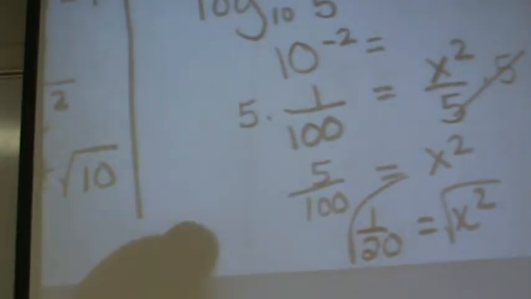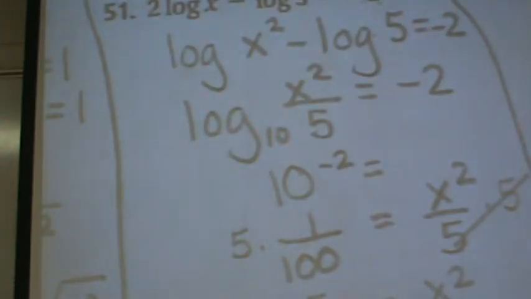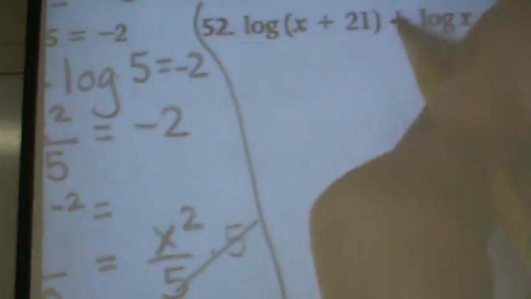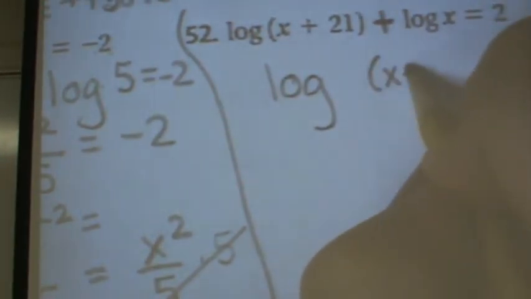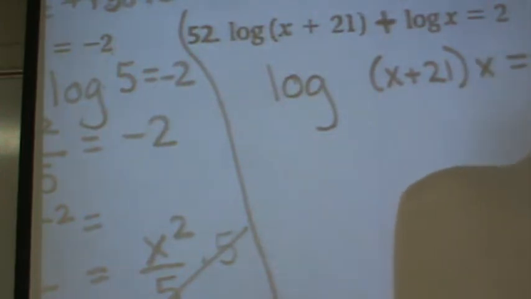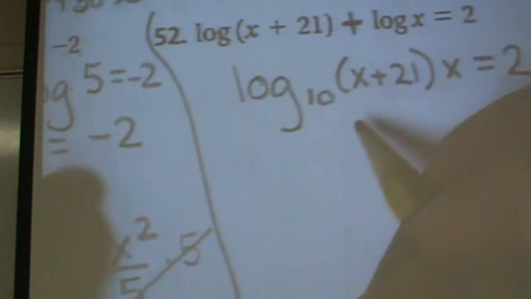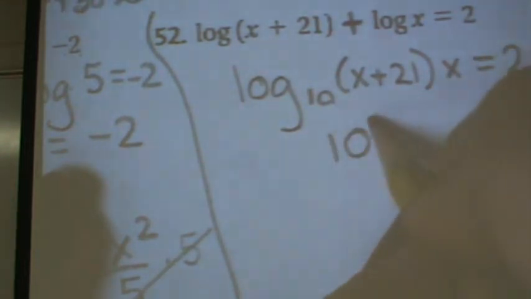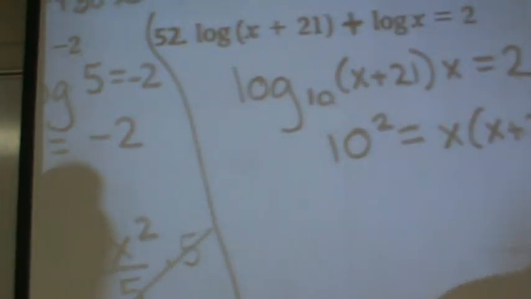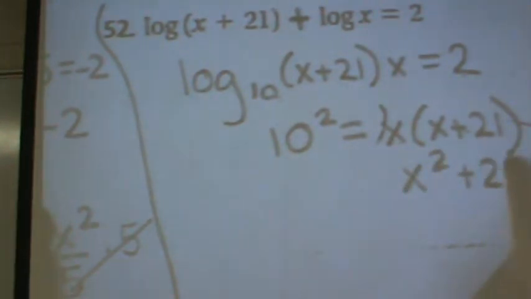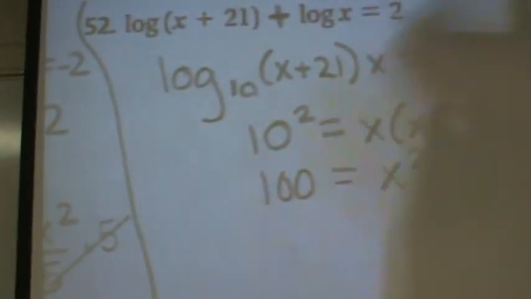And the last one, and we are done. You guys have no homework. Uh-oh. What do you do with that? Multiply. So this is the log of x plus 21 times x. This is my lead-in to tomorrow's assignment. What are you going to do next? You could distribute, but we could do that in a second. Rewrite it as 10 to the what power? 10 squared equals x. Then you distribute. 100 equals x squared plus 21x.